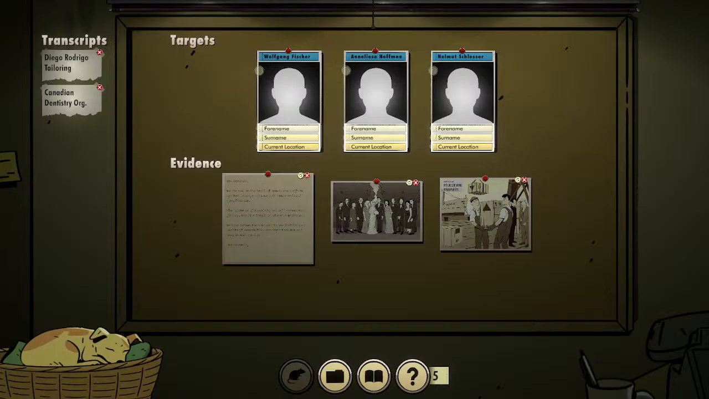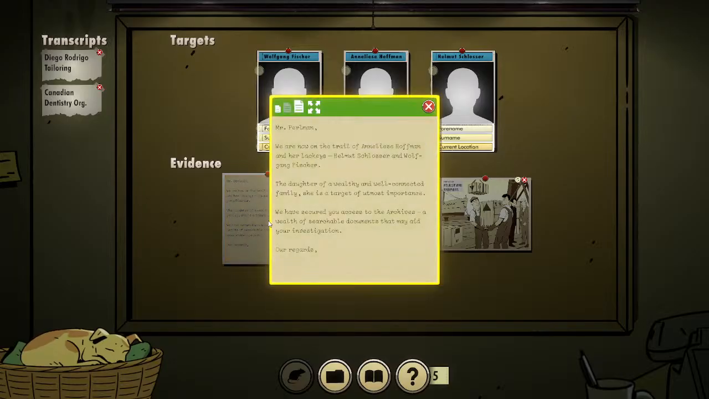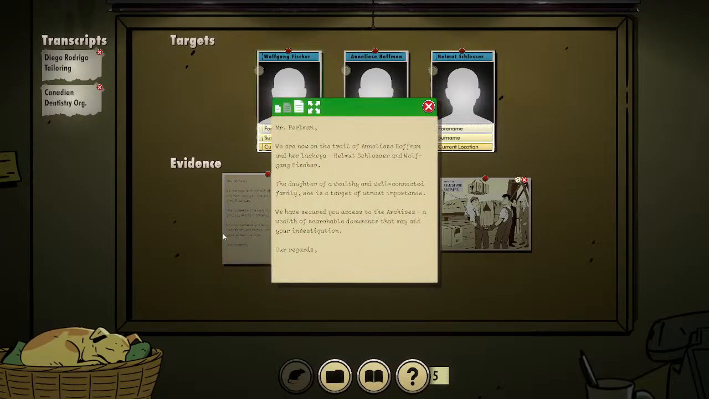I have to find three people this time. It gets harder and harder as you go along. Okay, we've learned that in this game, when you want to catch someone, you start by reading the dossier intro, which is always on the left of the evidence.